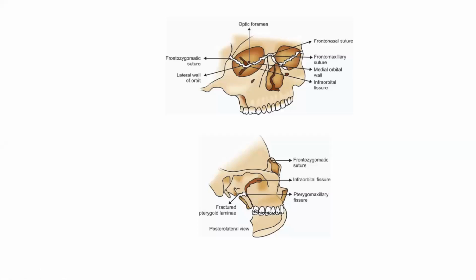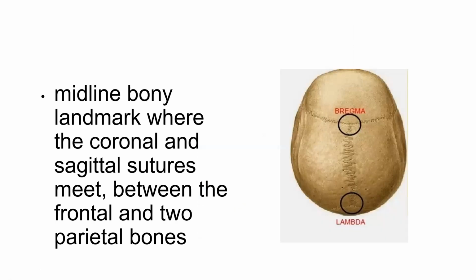So this is again a closer view to show you these sutures, which are not quite prominent in the other pictures. This is the frontozygomatic suture over here. It is the lateral wall of the orbit. This is the frontonasal suture located over here. This is the medial orbital wall. This is the inferior orbital fissure, a little from below and a little lateral. You can see over here the frontozygomatic suture and the inferior orbital fissure. You can see the pterygomaxillary fissure over here, and the pterygoid lamina, posterolateral. So these are the important bony landmarks that I wish to show you.